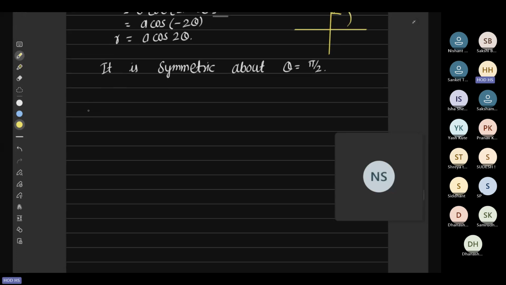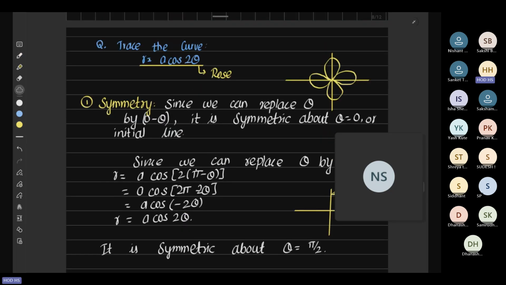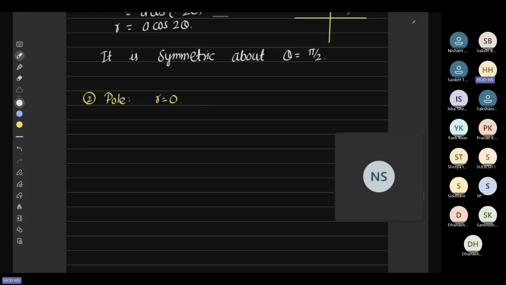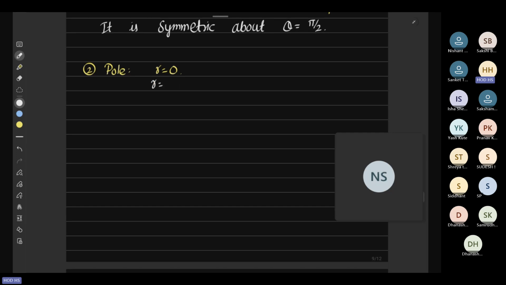Now we'll discuss the pole for this curve. For the pole, we need to put r is equal to 0. So I will copy the equation. I'll rewrite the equation here in white: r is equal to a cos 2 theta.